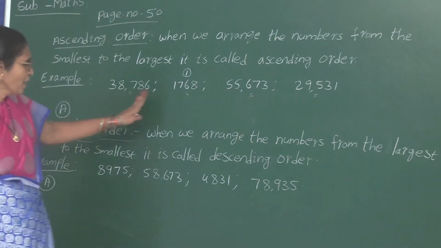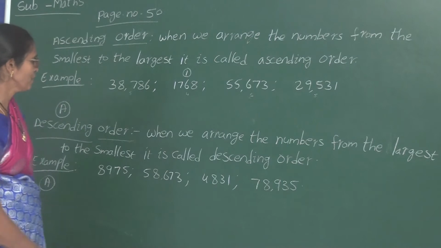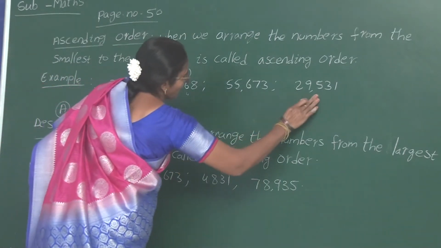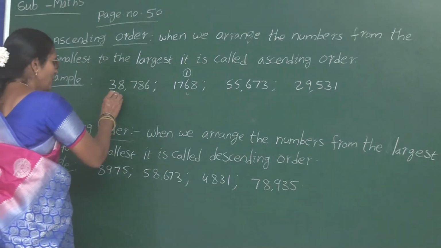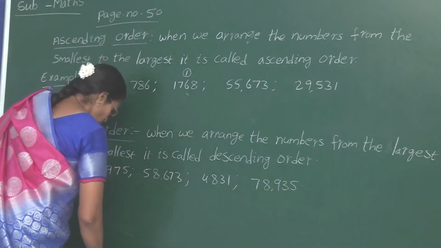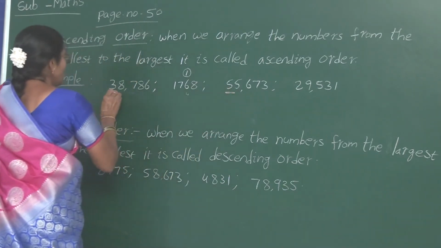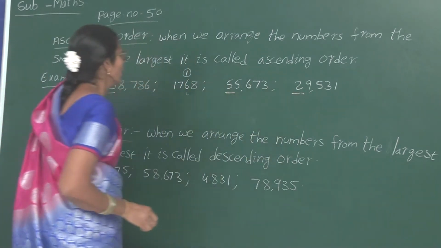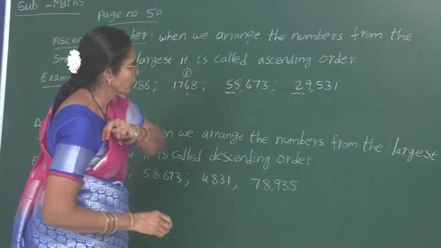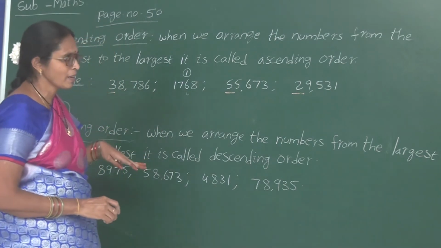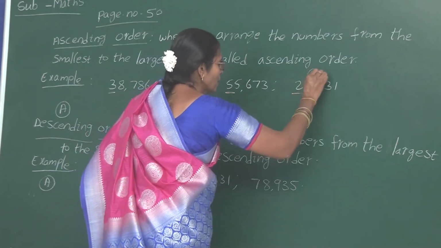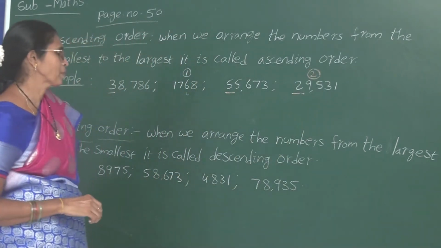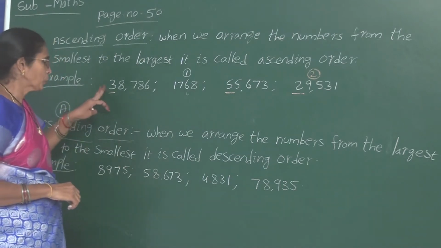Next, these three are having the same digits: 5 digit, 5 digit, 5 digit. Okay, 5 digit means what do we want to do? First of all, compare the left side digit. Left side digit means here it is 3, here it is 5, and here it is 2. In these 3, which is the smallest one? Yes, 2 is the smallest one. That means this number will come in second place. And then remaining 3 and 5.